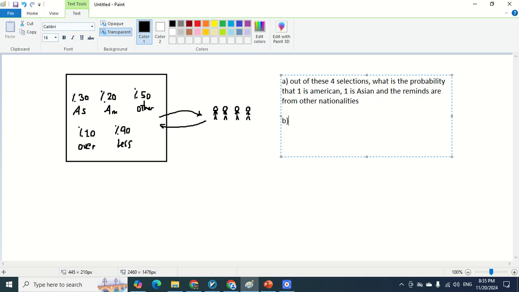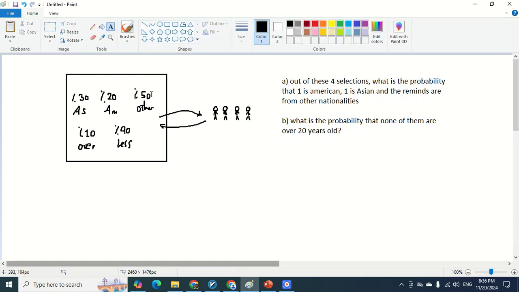The second part of the question asks, what is the probability that none of them are over 20 years old? So these are the 2 questions that we have here. Based on the first part of the question, because we have 3 categories, which is more than 2 categories, we should use the multinomial distribution, as you guessed before.